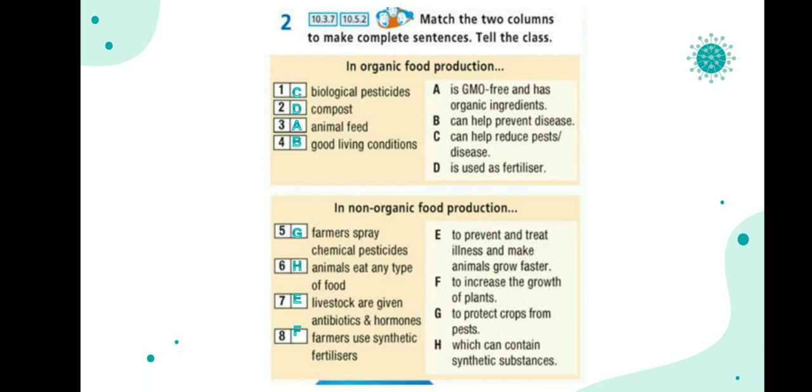For example, in organic food production, biological pesticides can help reduce pests and disease. Second, compost is used as fertilizer in organic production. Third, animal feed is GMO-free and has organic ingredients. Like this, write a sentence for each of these words.